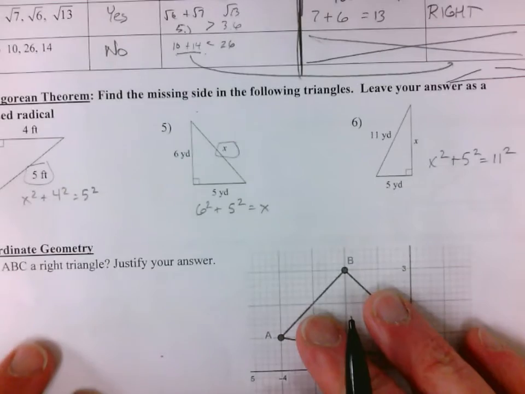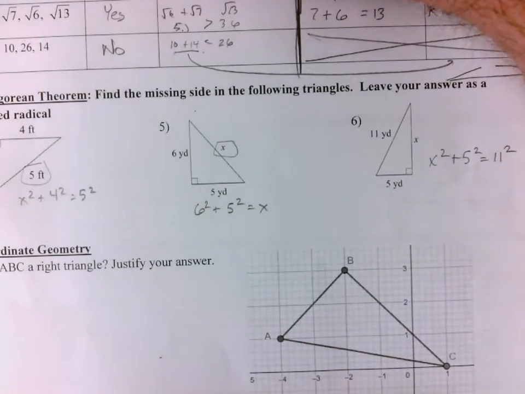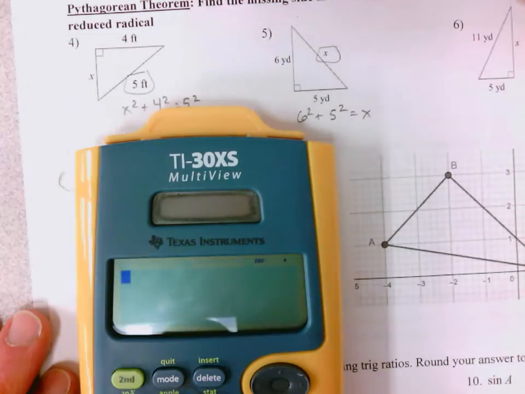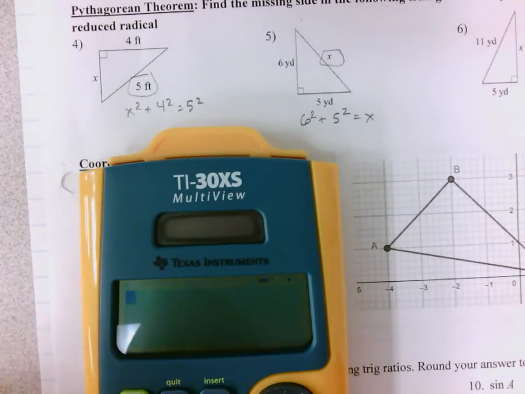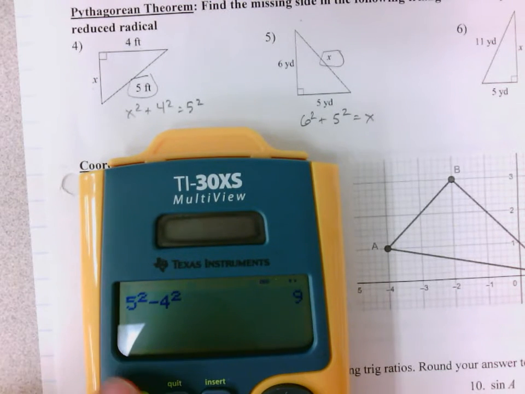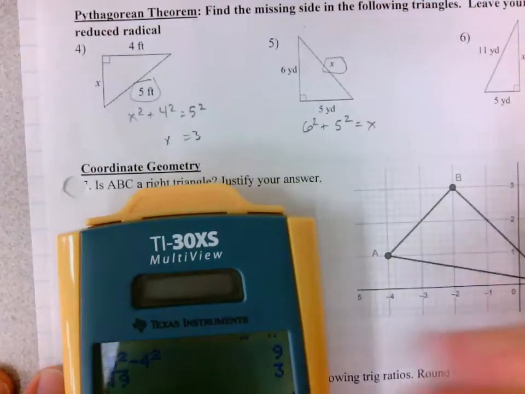Now on your calculators, let me pause this and grab a yellow one. Okay, we're back. So I'm going to subtract 4 squared. So I can do 5 squared minus 4 squared and then take the square root of that answer. Well, I know that's going to be 3. That's a triple. 3, 4, 5 is a triple.